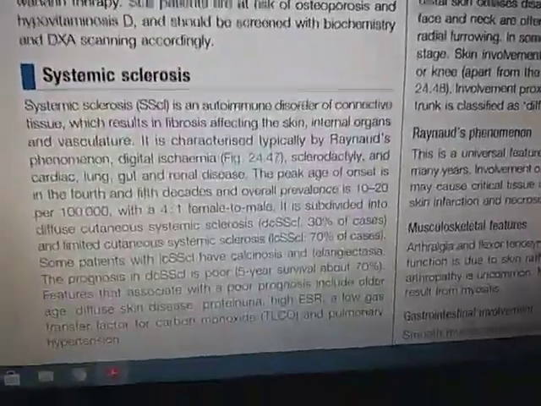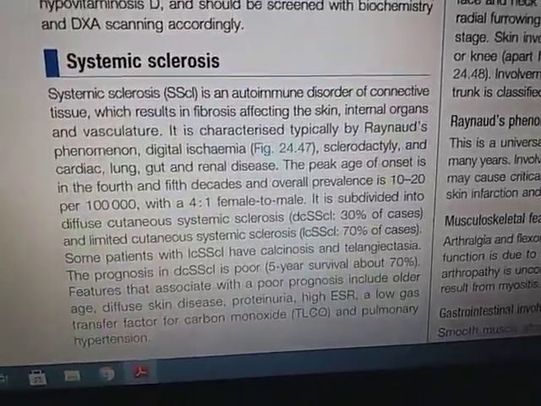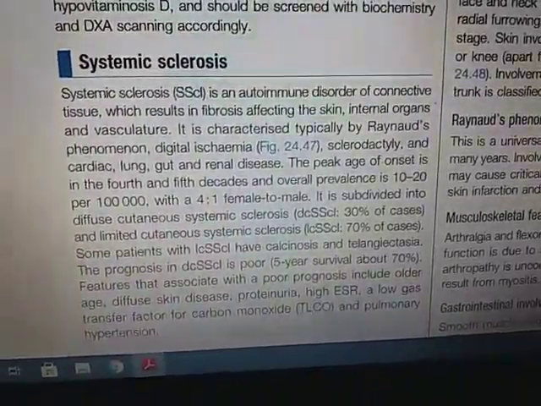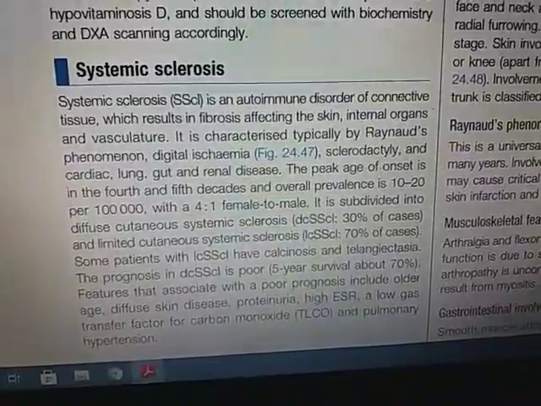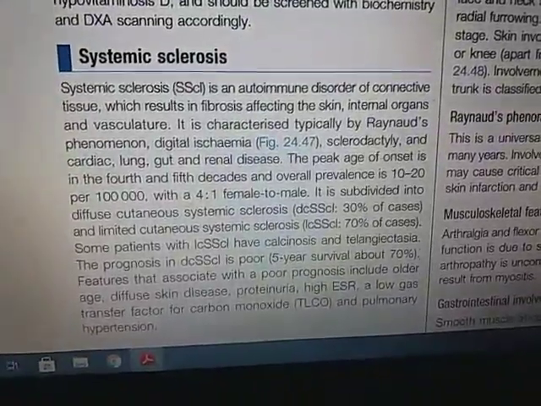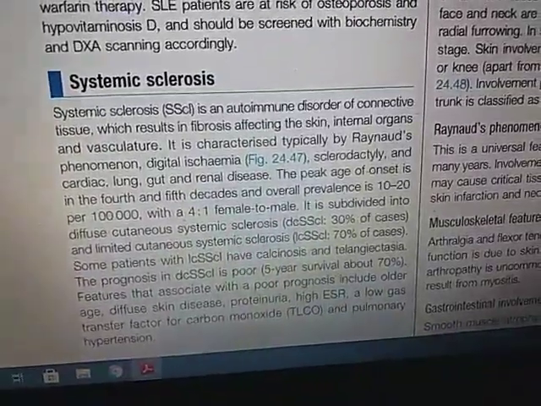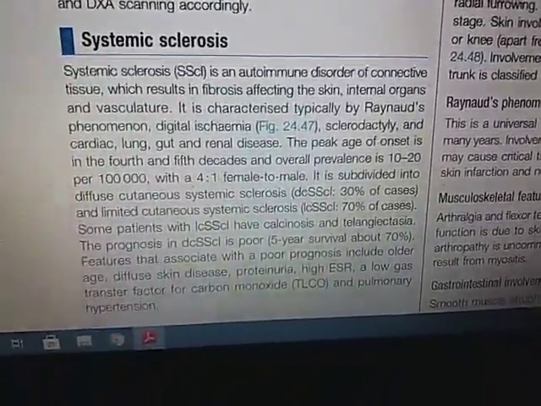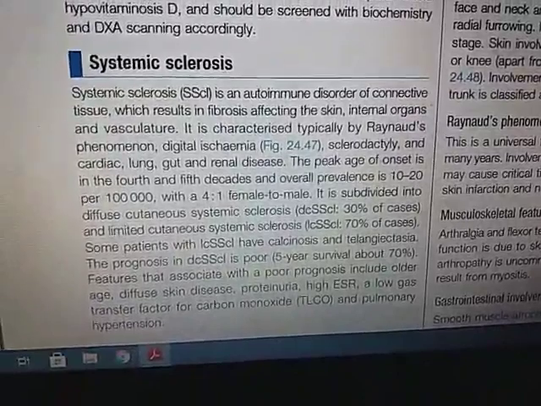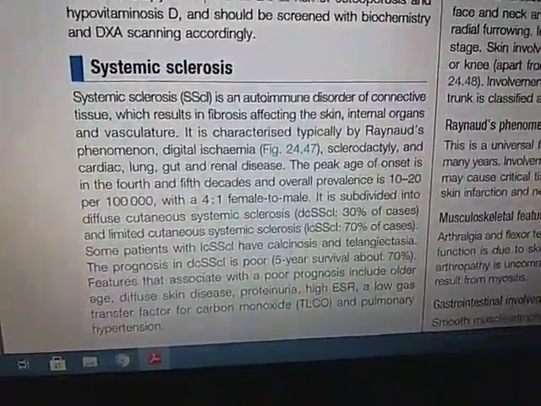But it is said that silicone breast implantation, silicone exposure, vinyl chloride chemicals exposure might play a role in the causation of the disease.